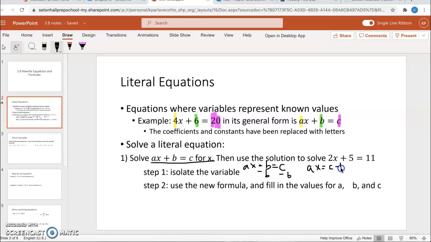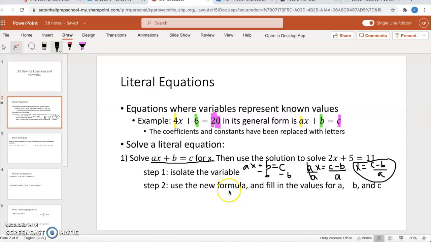You could have also done negative b plus c. I'm just going to keep it in order from my inverse operations. Now to fully isolate x, this is saying a times x. So I want to divide by a on both sides of the equation. And since I can't simplify c divided by a or b divided by a, I'm just going to leave it as a nice fraction of c minus b in the numerator all over a. So this would be the first step of this equation. I solved it for x.